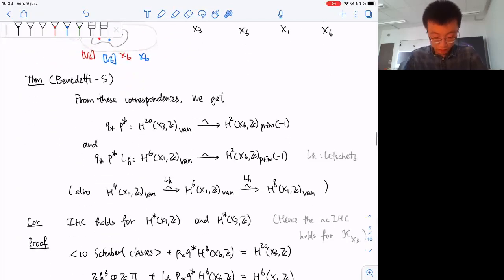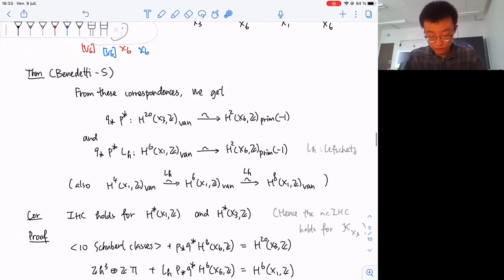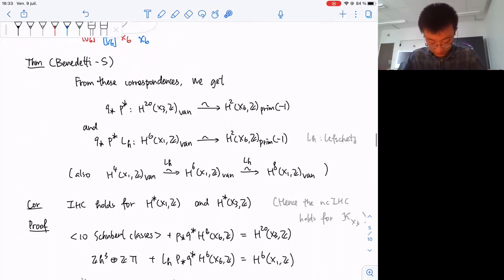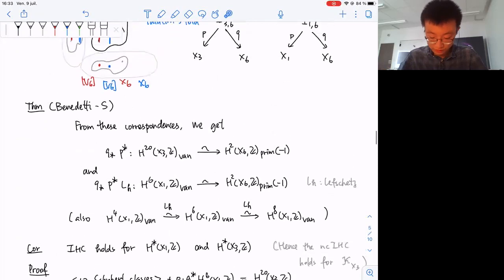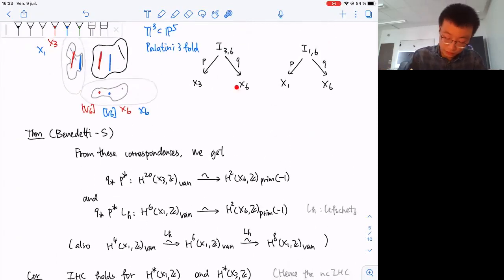Now, one corollary of this is that we can use the same idea as in the case of the cubic fourfold to show the integral Hodge conjecture for X1 and X3. So the proof is essentially the same, but we go in the other direction: we go from the X6, the one-cycles on X6, and we pull them back and then push them forward onto the other side.